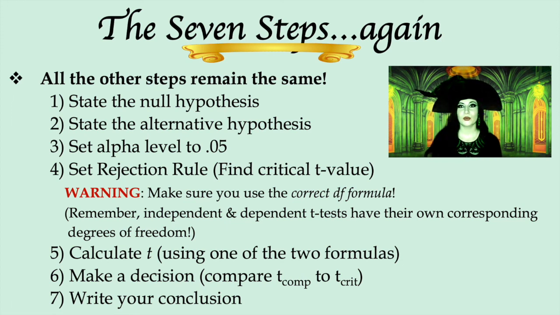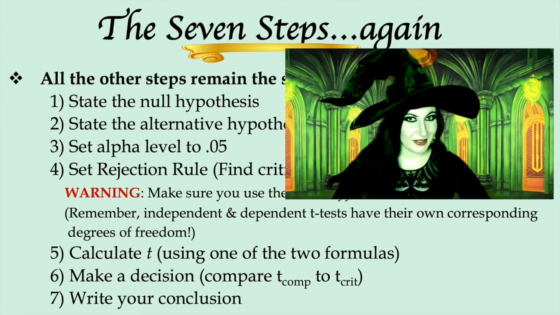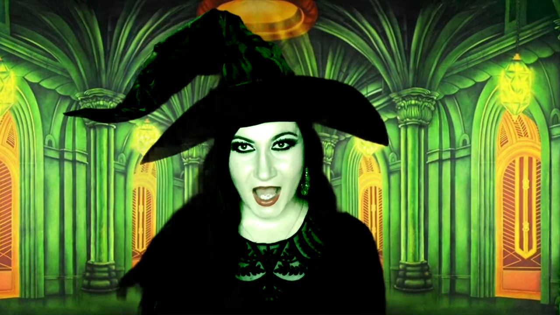And if you reject the null, then you have comma p less than 0.05. But if you fail to reject the null, you have comma p is greater than 0.05. So those are some things to be aware of when you're writing your perfect conclusion statement. All right, I'm ready to try some wicked examples.